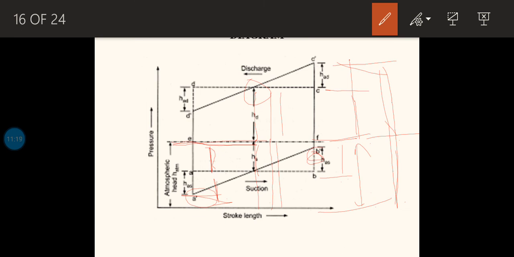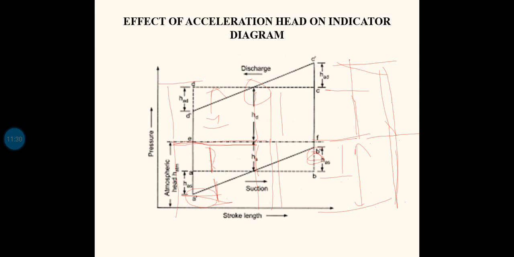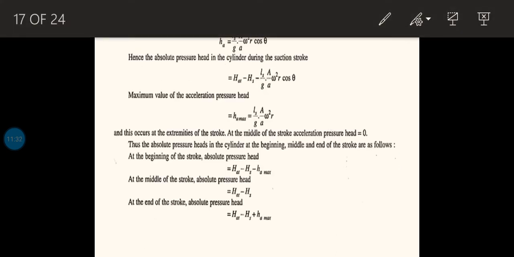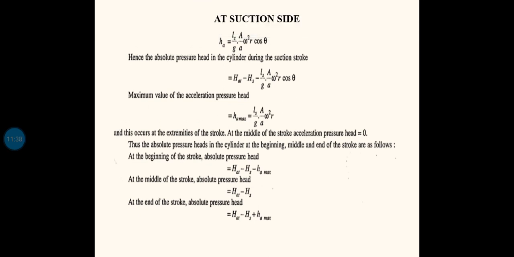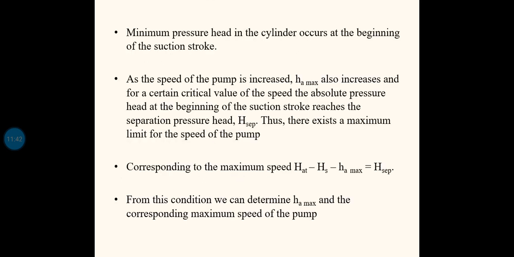HAD will be 0. At the end of the delivery stroke, what happens is H atmospheric plus HD minus HAD. That will be the absolute pressure head inside the cylinder at the end of the delivery stroke. Please go through the slide very carefully. Look 2 or 3 times, then you will get a clear idea. That is what is explained here at suction side and at delivery side: what will be the absolute pressure head at the end of stroke?